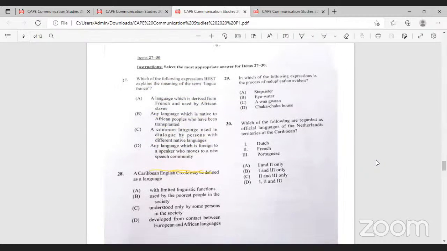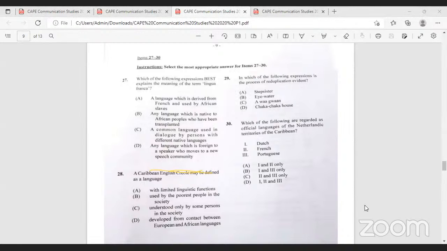Let's continue. 27 to 30. Which of the following expressions best explains the meaning of the term lingua franca? Language which is derived from French and used by African slaves. Any language which is native to African peoples who have been transplanted. Common language used in dialogue by persons with different native languages, or any language which is foreign to a speaker who moves to a new speech community. Lingua franca. C. The answer is C.